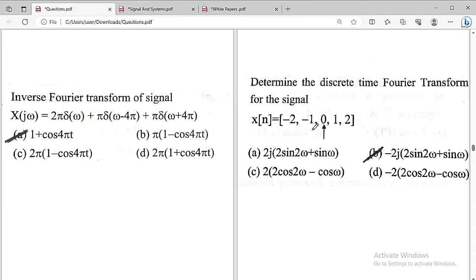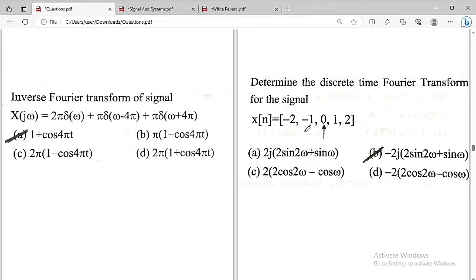Now we are going to solve another question. See the question here. Determine the discrete time Fourier transform for the signal x of n equal to -2, -1, 0, 1, 2. At n equal to 0, the x value is 0. These are the negative values of n and these are the positive values of n for which we are going to get the values.